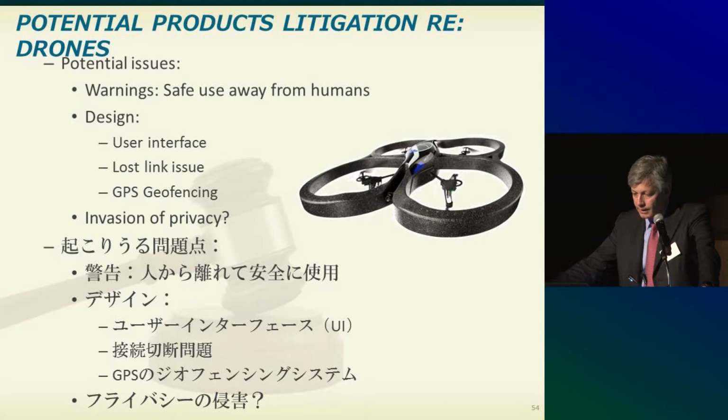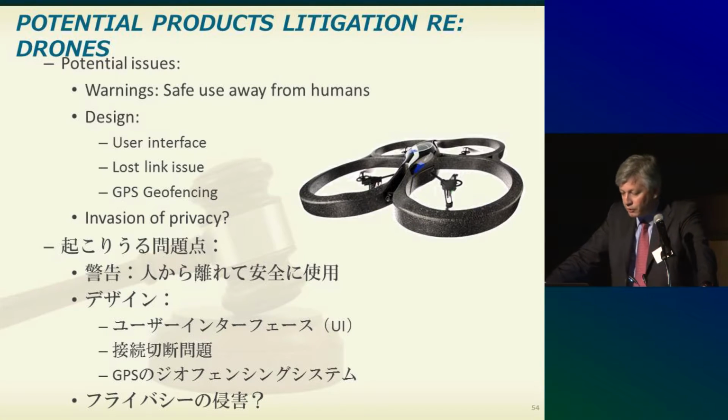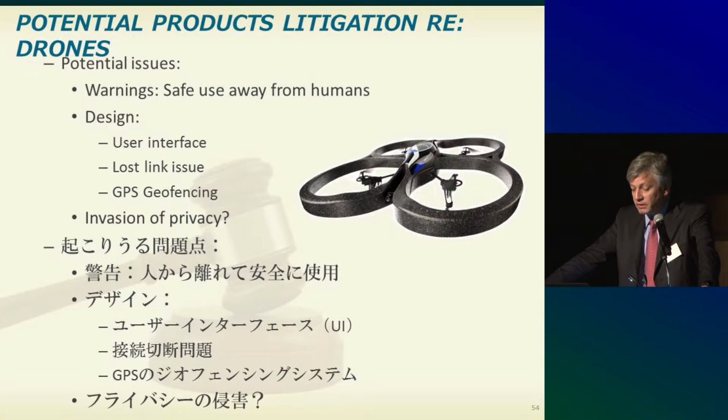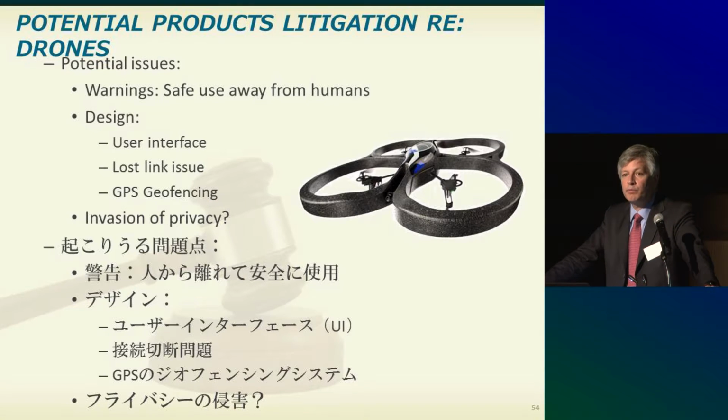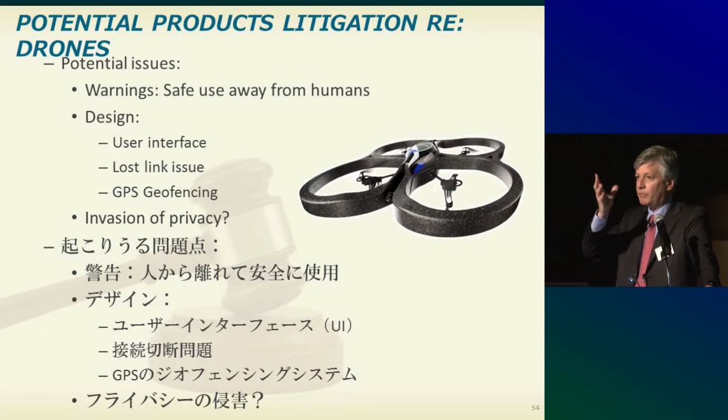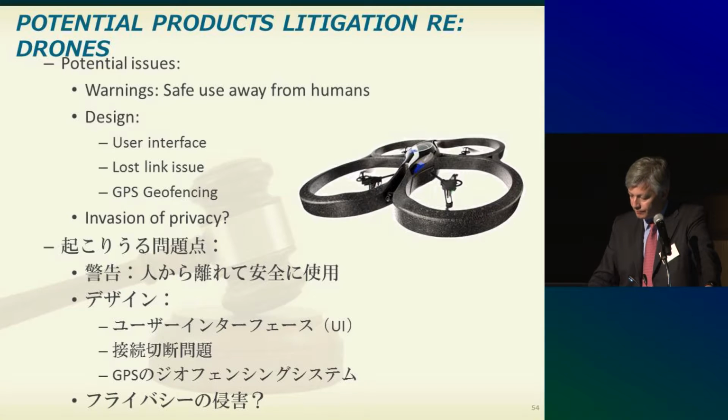And again, could there be design issues, the interface, the lost link issue, GPS geofencing? Could there be nuisance claims or invasion of privacy or unfair and deceptive acts claims as a result of perhaps a drone, particularly in a city area?